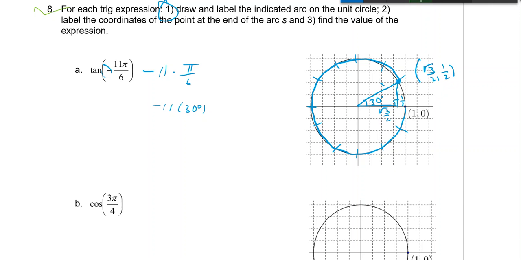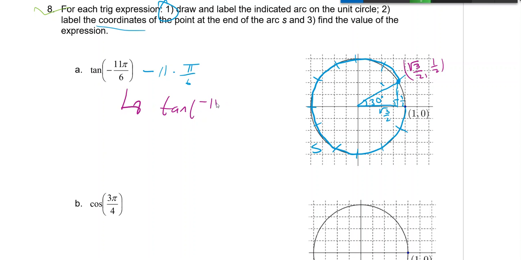So now I've drawn and labeled the arc. I should label it. S is the arc. It's this path highlighted in blue. The label, the coordinates of the point, I did that right here. Maybe I should use a different color to make sure you realize that there are 3 things required each time. And the last thing is to come up with the value of the trig function. So don't give me 11 pi over 6. That's just the arc length. I want to know what the tan of 11 pi over 6 is.